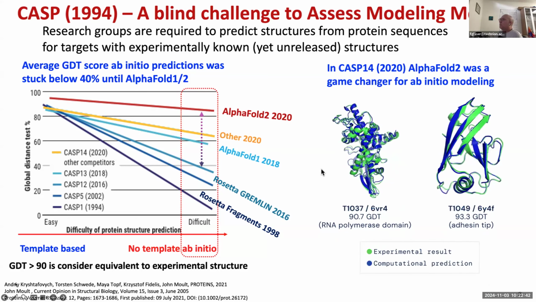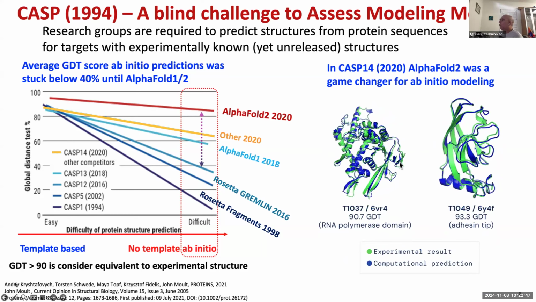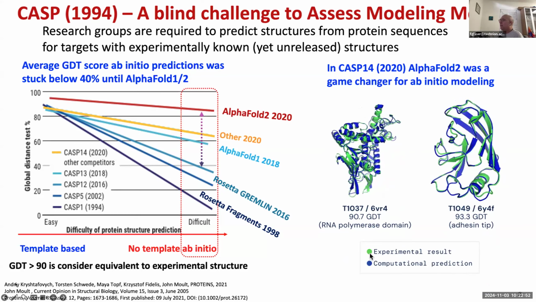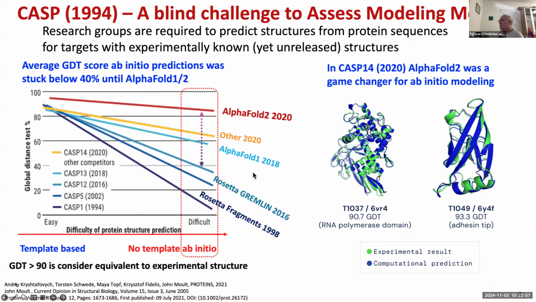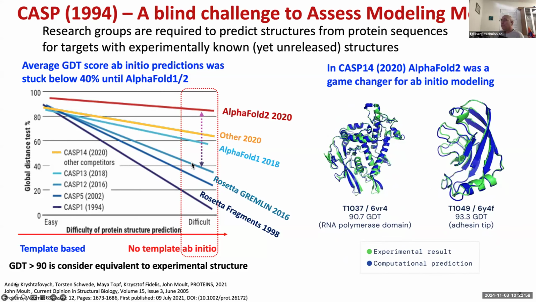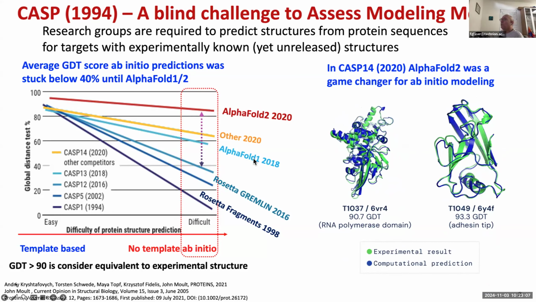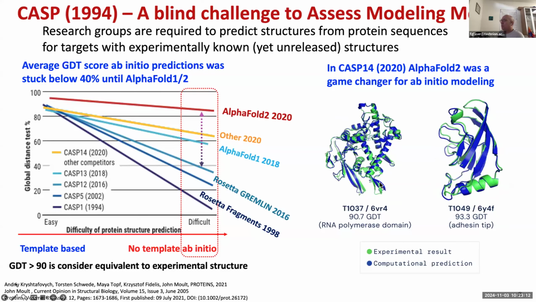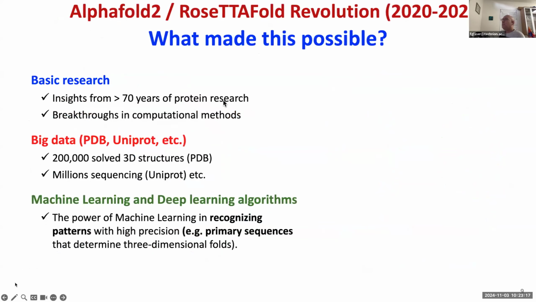This is an example from CASP14, a couple of targets that were solved by AlphaFold 2. As you can see, the experimental result in green is almost exactly equivalent to the computational prediction in blue. So really the jump from 2016 to 2020 was amazing. People were really amazed, and it was a quantitative and qualitative jump that allowed the prediction of ab initio structures. Okay, so what made this possible?